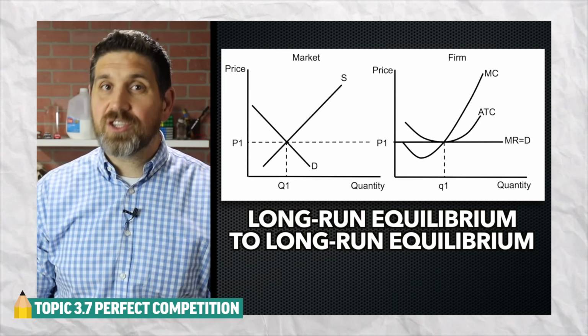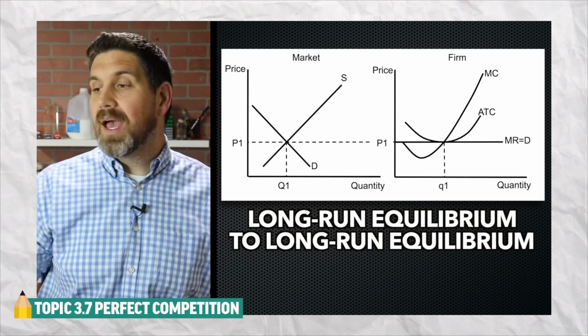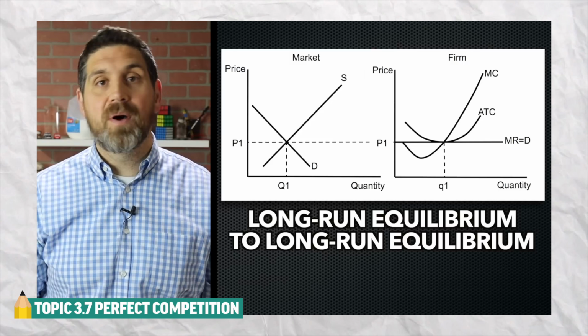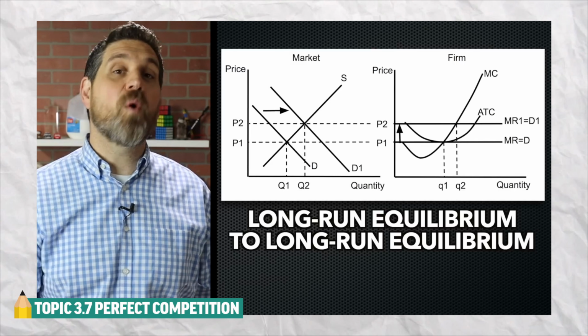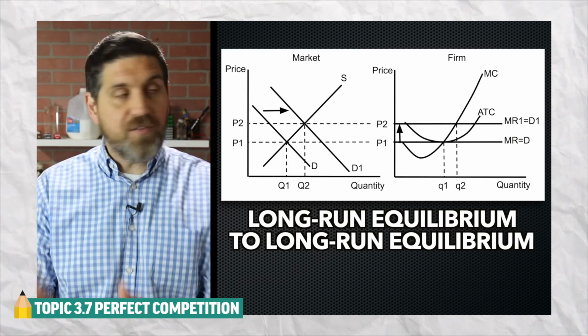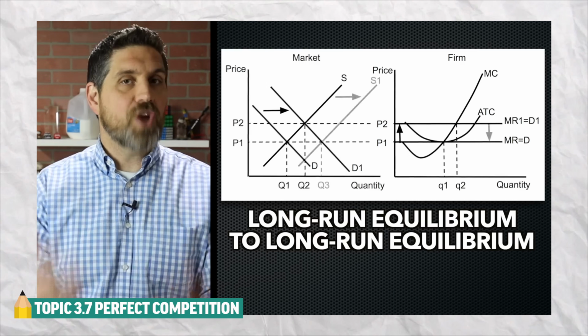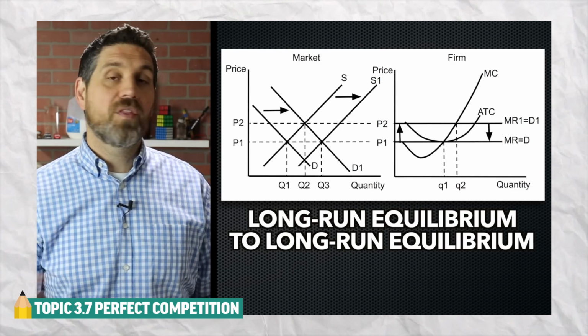And if your teacher asks you to draw side-by-side graphs in the long run, it would start like this, and they say, okay, what would happen if the demand goes up for milk? The demand curve would shift to the right for the market, the price would go up for the individual firm, and they start making profit. Eventually, in the long run, other firms are gonna want some of that profit, so they're gonna jump into the market, causing the supply curve to shift to the right, putting us back in the long run.